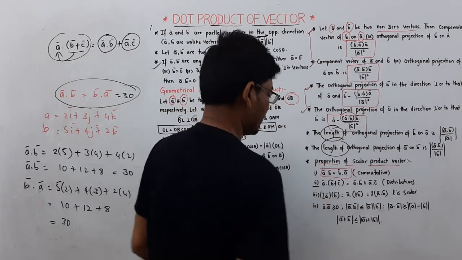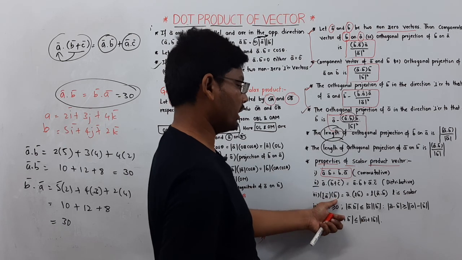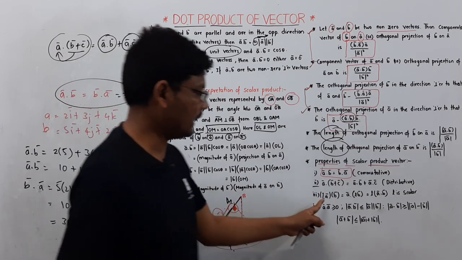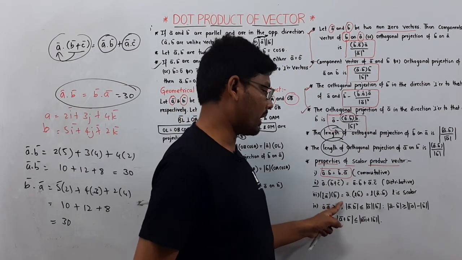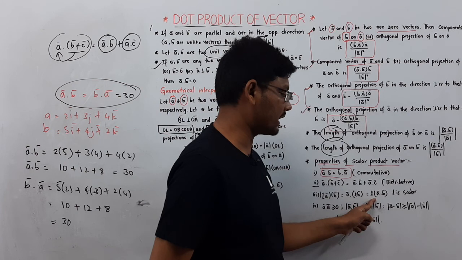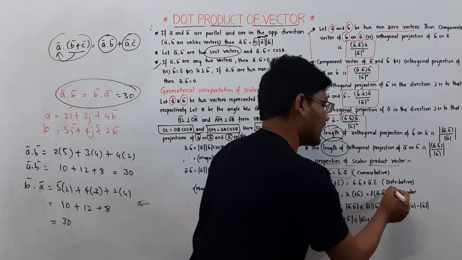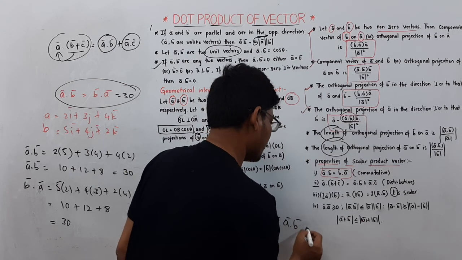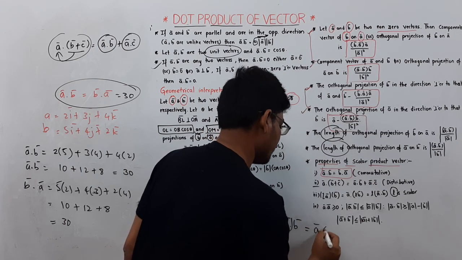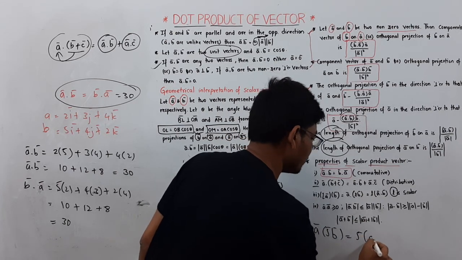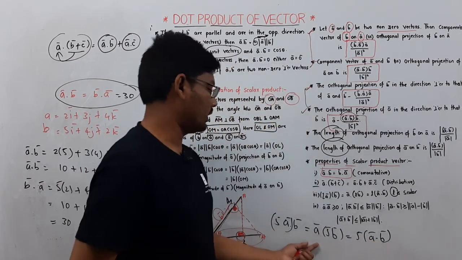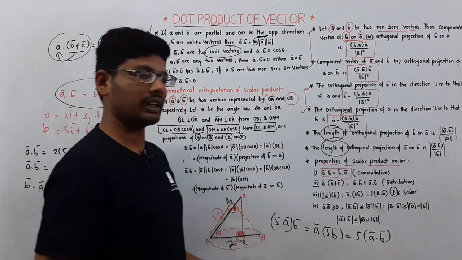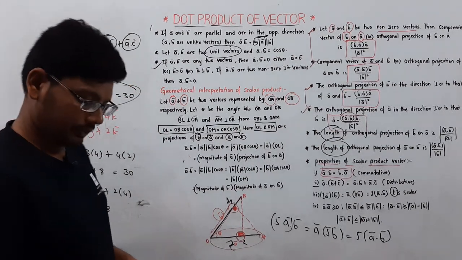Now the next property: you can multiply L into A bar dot B bar, that is L A bar dot B bar, otherwise A bar dot L B bar, where L is a scalar quantity, it may be phi. Otherwise you can write A bar dot phi B bar, or phi into A bar dot B bar. You can place it anywhere, there is no change in value.